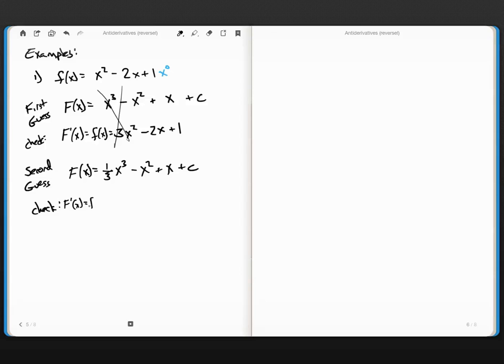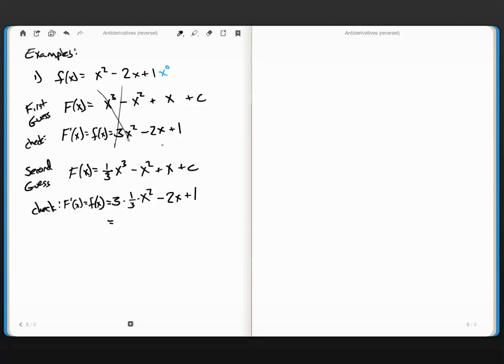which hopefully looks like my original f of x, which equals 3, power comes out front, times 1/3, times, the power goes down by 1. What did I do here? I moved the 3 out front, reduce the power by 1, 3 times 1/3 times x squared, minus 2x, and then plus 1, and the constant goes away.